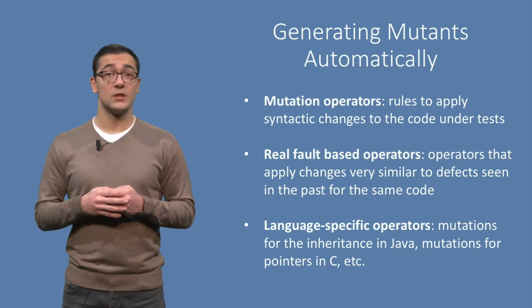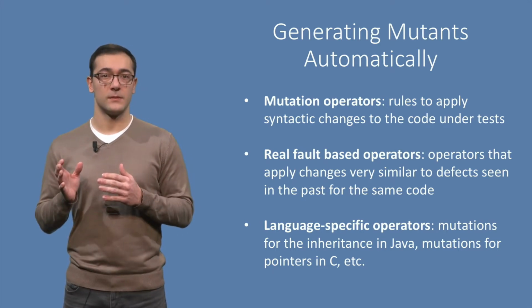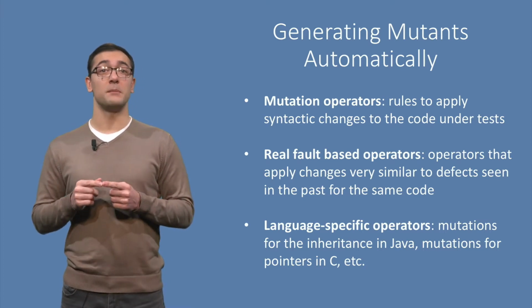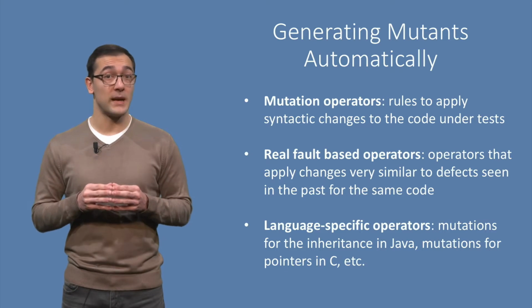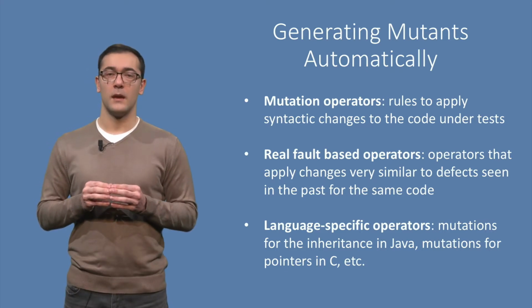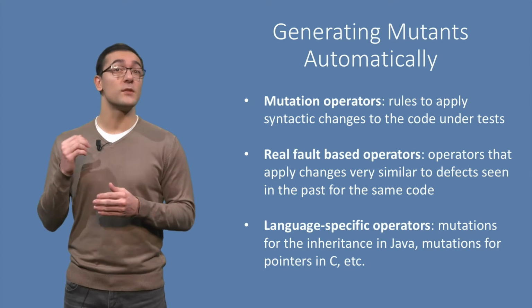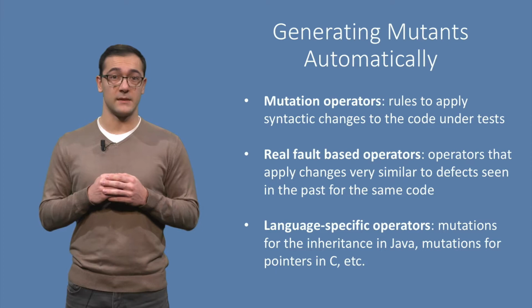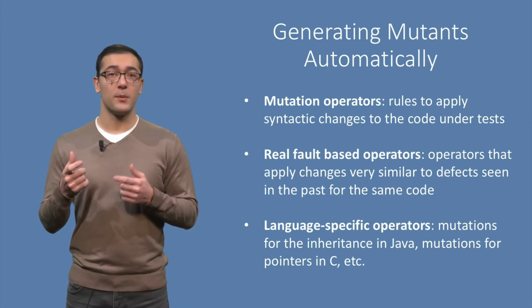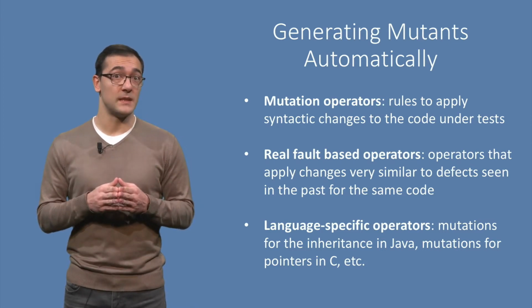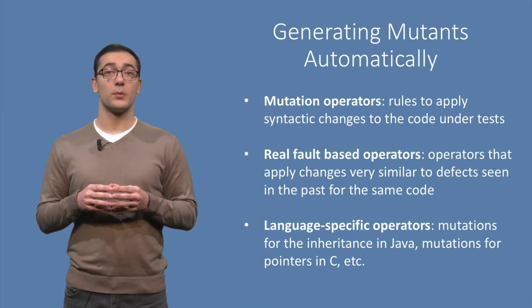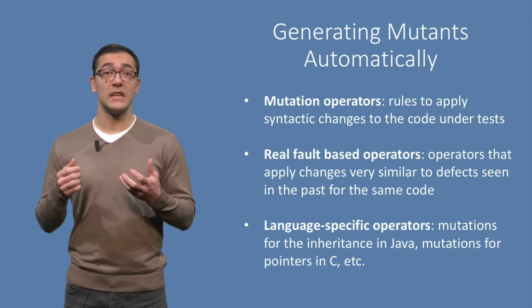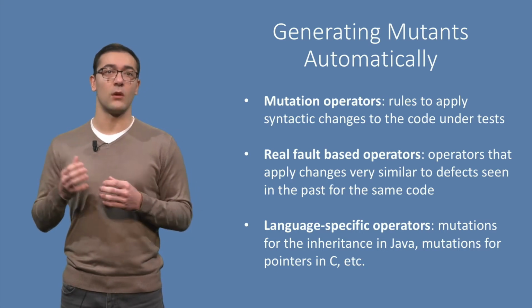We can distinguish two categories of operators. The first category is represented by operators that mimic the effects seen in the past for the same program. The mutants seen in the previous example can indeed be generated using this type of operators. The second type of operators is language-specific, like, for example, operators that alter the inheritance in Java or operators that change pointer operations in C code.